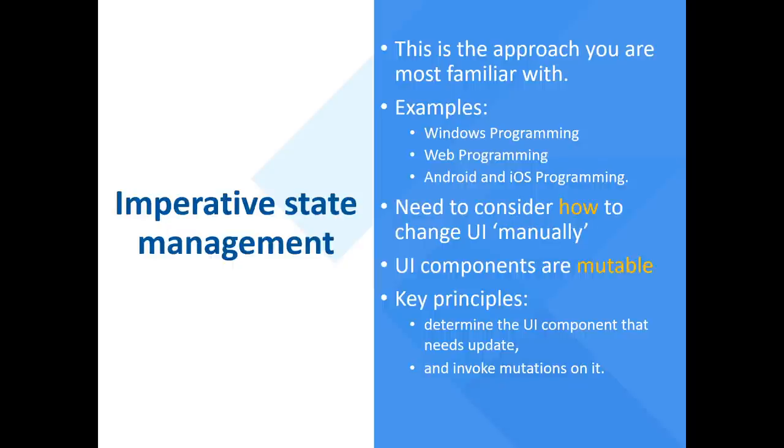In iOS programming or Android programming, when you want to change a property of a particular component, like a button, you get the button and then you put a dot followed by the property, like say the color, and then you change the color of the button. So that's how you do it for invoking mutation, meaning that we perform this because we want to change the state as well as the UI of the component or the UI element.